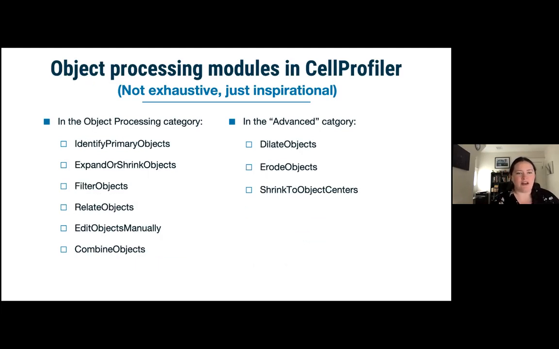Once you've found the objects that you care about, they might need some tweaking. So you can do things like making them larger or smaller, editing them, combining two object sets. So if you have bright objects and dim objects, but they're ultimately the same class, you can identify them separately and put them back together.